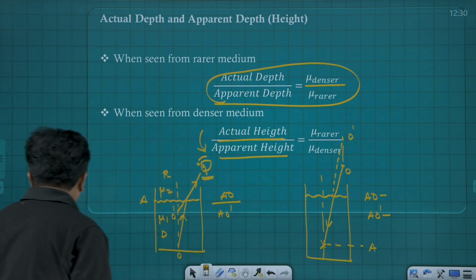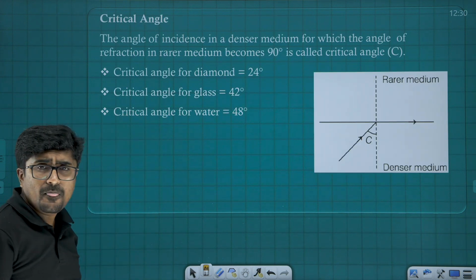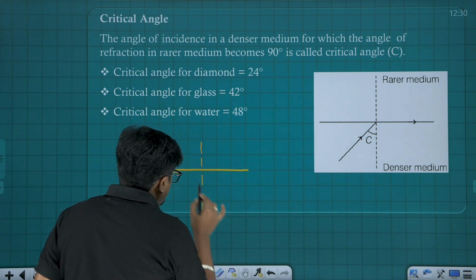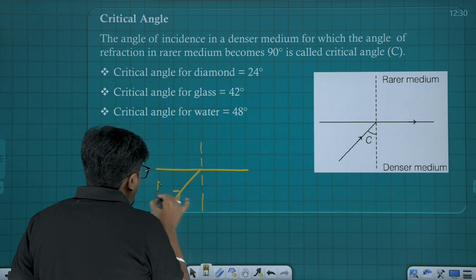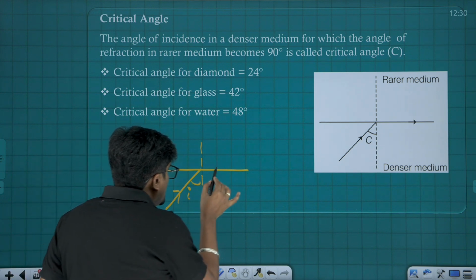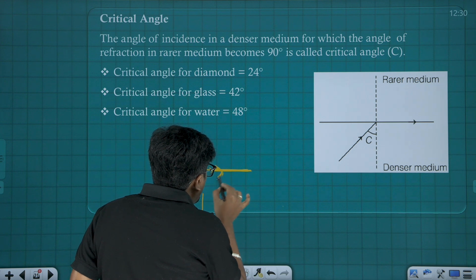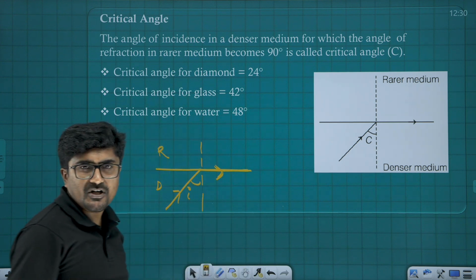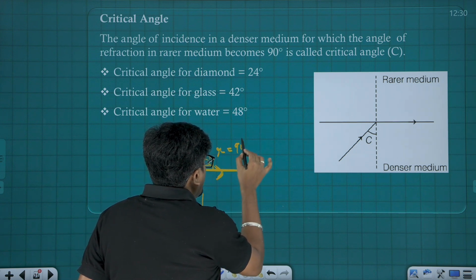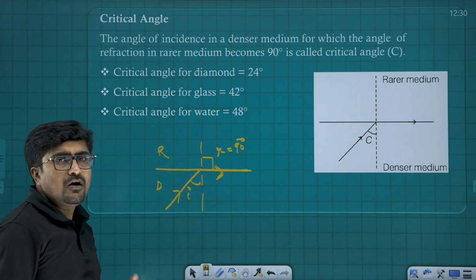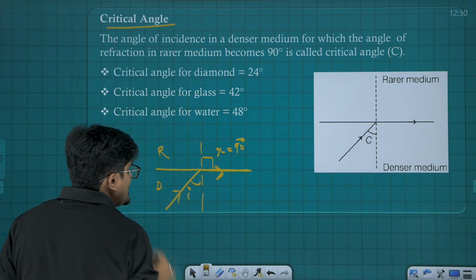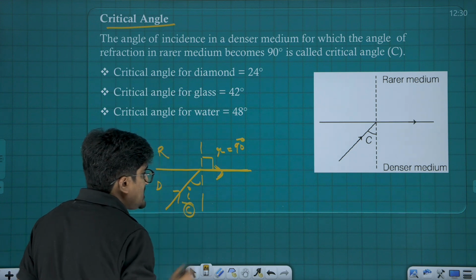All right, next is critical angle. Once the light travels from a denser medium to a rarer medium at a particular angle of incidence, the refracted ray will move parallel to the surface of separation. That means here small letter r is equal to 90 degrees. That particular angle of incidence is known as the critical angle. So if this is taken as critical angle, that means C.